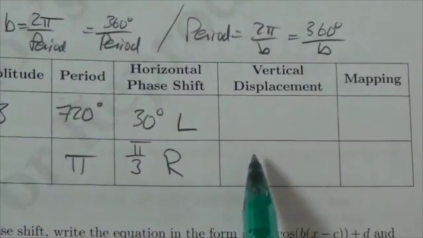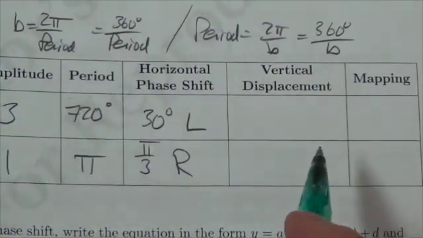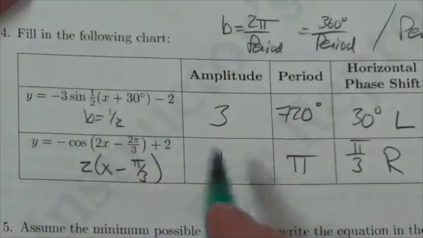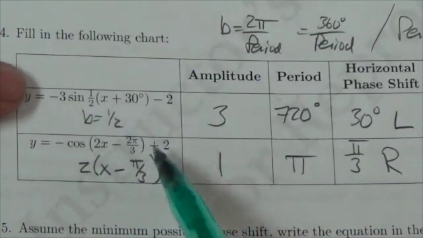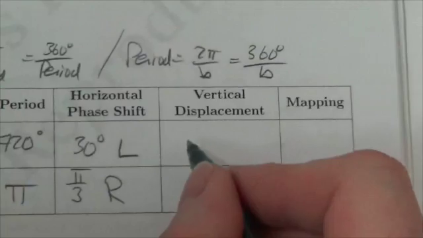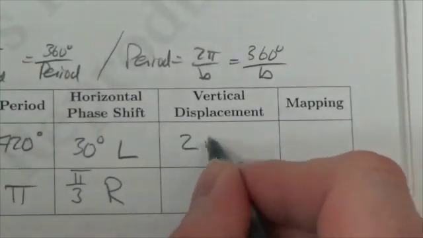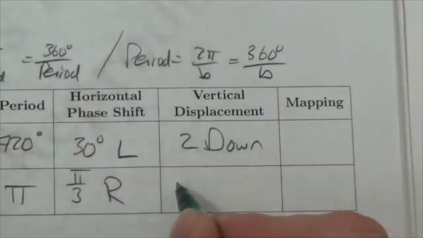The second last thing we're going to look at here is the vertical displacement, and that is just your vertical translation, and that's actually pretty easy to see on this one here. This has been moved 2 down, because of the -2; this has been moved 2 up. So this will be a vertical translation of 2 down. This will be 2 up.